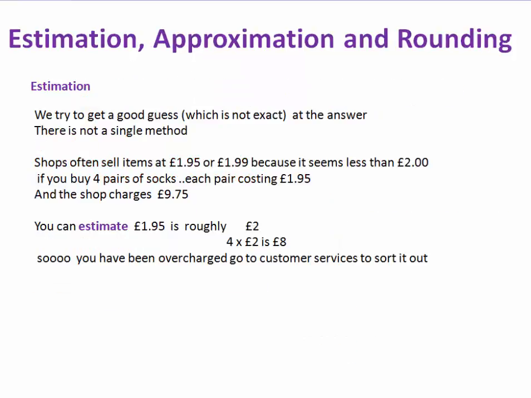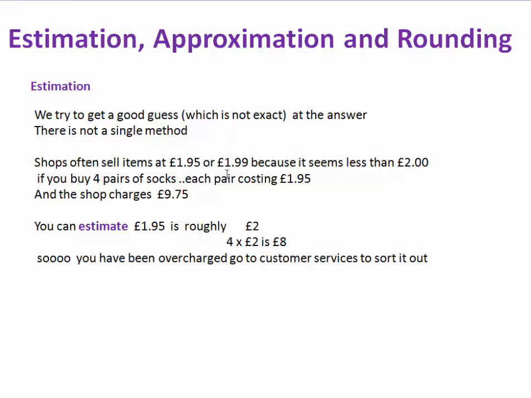So in estimation we try to get a good guess, again, which is not exact. And there's no single method of doing this. So for example, if a shop's selling an item at £1.95 or £1.99, they often do this because it seems less than £2, and when people see £2 they get a little bit scared. Oh, that's a bit expensive. But when they see 1 and then something, they look at it and say that's about £1.